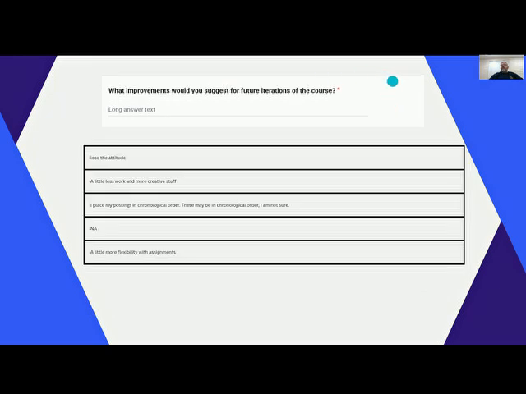What improvements would my respondents suggest about the course? Again, I have one respondent who had difficulty with accessing the course at home. One respondent said a little less work and more creative engagement. One respondent said put the postings in chronological order. And one respondent said more flexibility with the assignments.